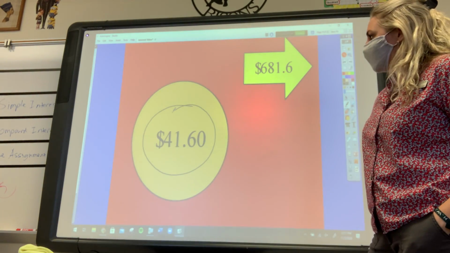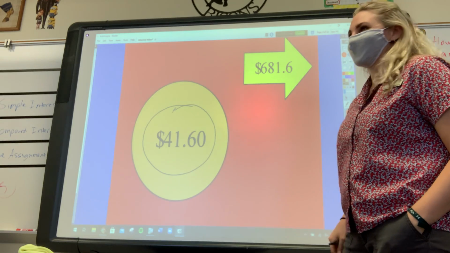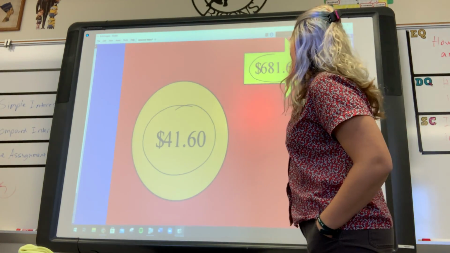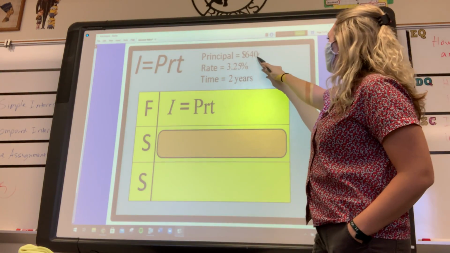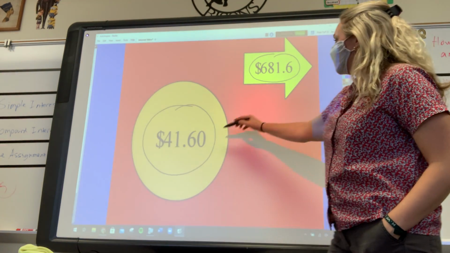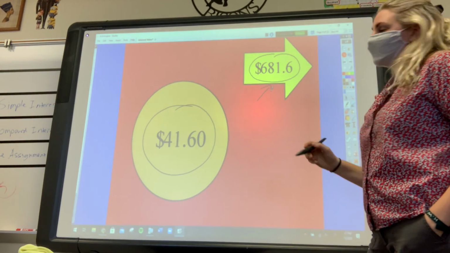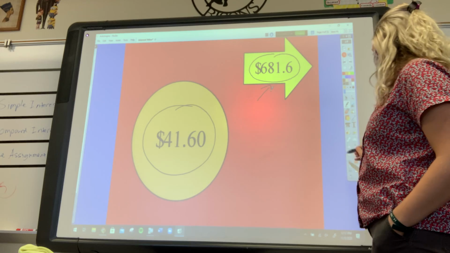So when you multiply those across, take a moment to do that, you will see that you will get your $41.60. So when you go and add your principal amount of $640 to your interest of $41.60, you will get your total amount, which is $681.60.